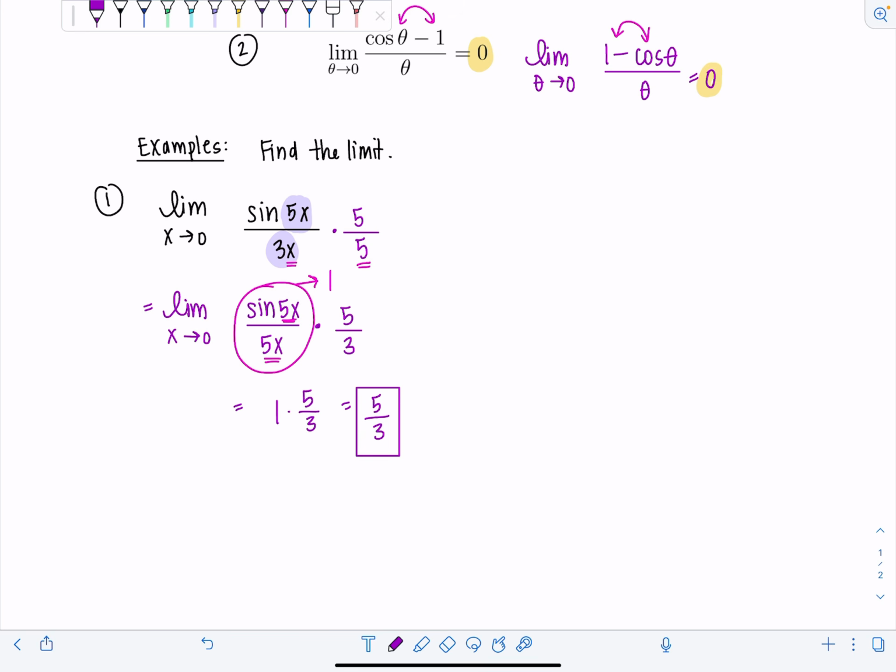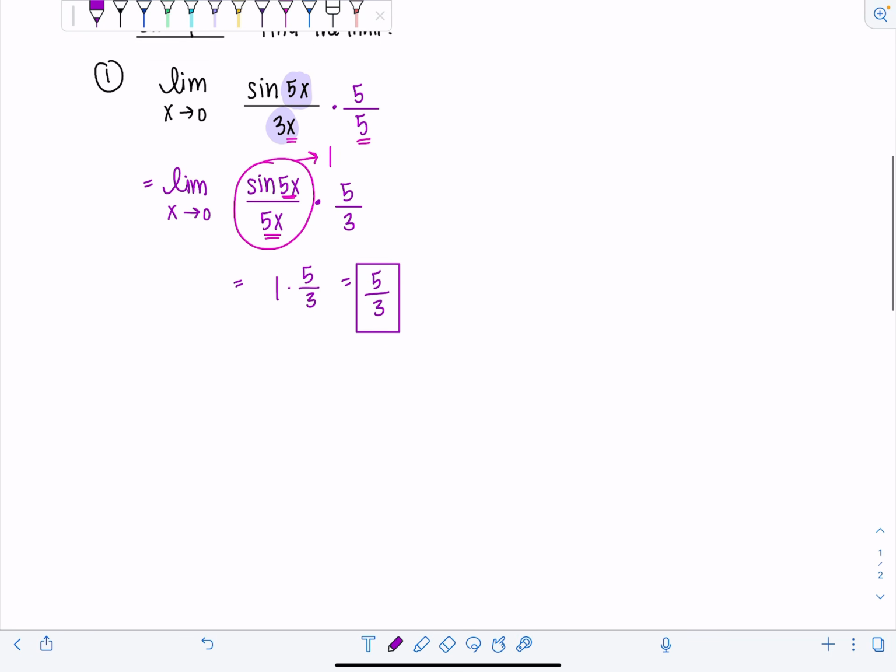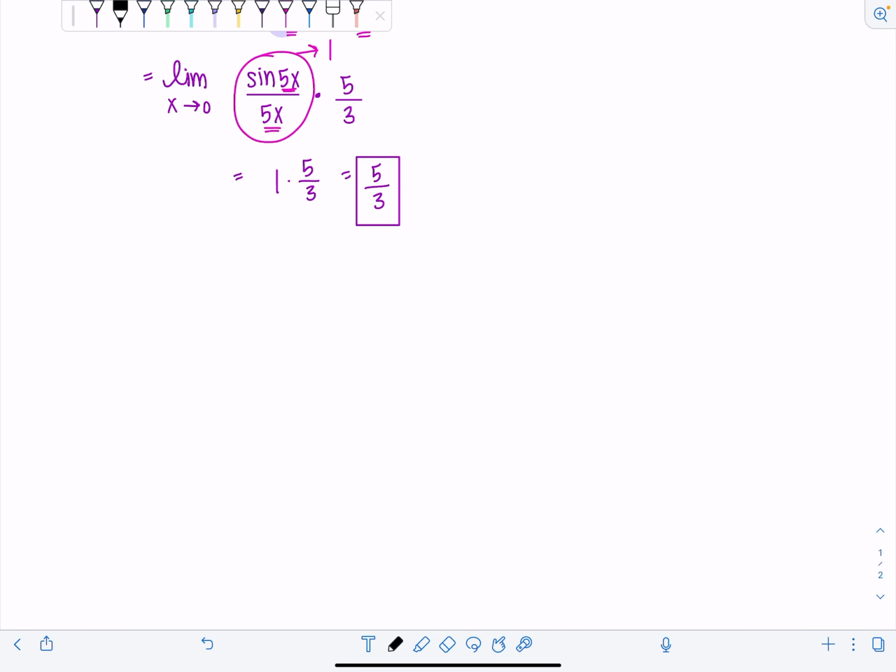Okay, good. How are we feeling? Let's take things up a level, make it a little more interesting. So here we have the limit as t approaches 0 of tangent of 6t over sine of 2t.